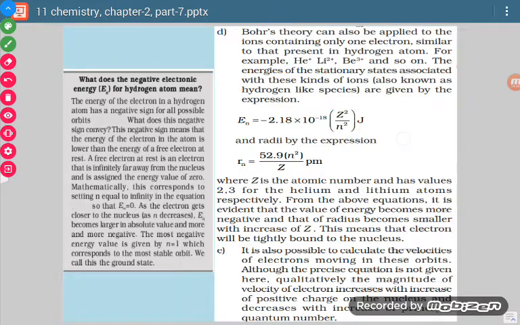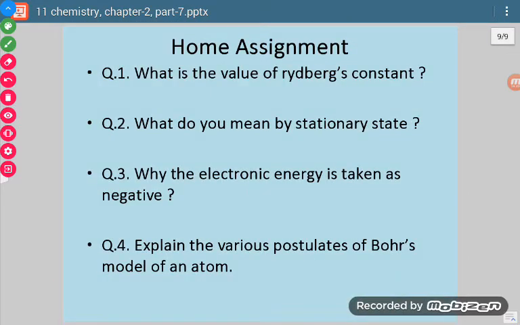Okay, so these were the different postulates. There are only 4 postulates, and the other things are related to hydrogen or hydrogen-like atoms. These are also given by Bohr. So we have discussed all of these.